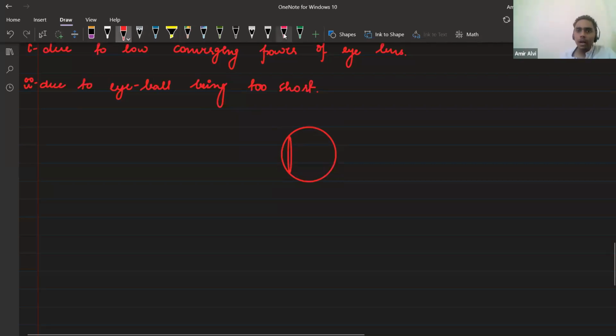And suppose that this is a normal point, 25 centimeter. This is the normal 25 centimeter point of the lens of the normal human eye. So as you can see, this is the 25. What is the name of this distance? 25 centimeter distance from the eye. Near point.